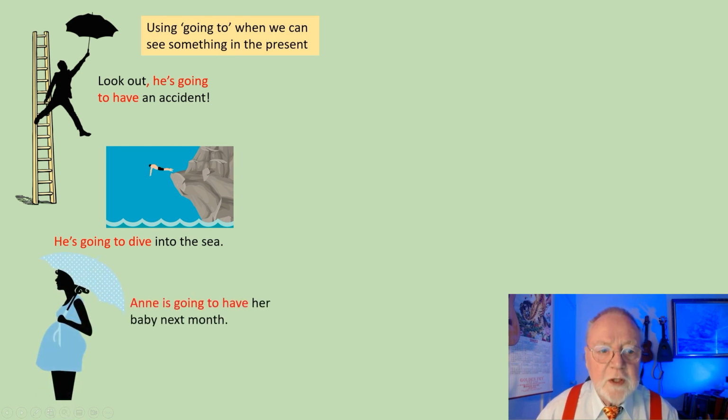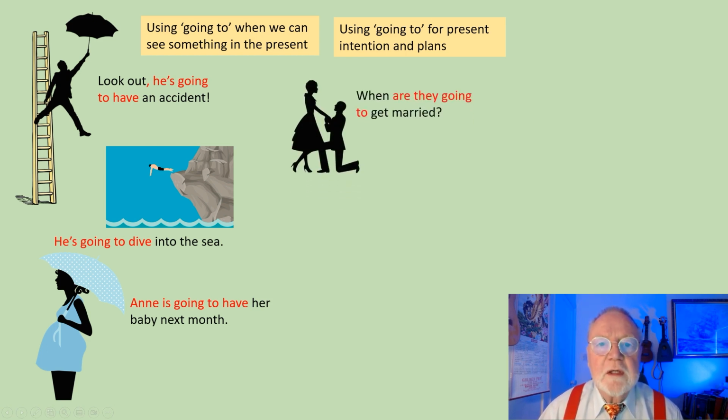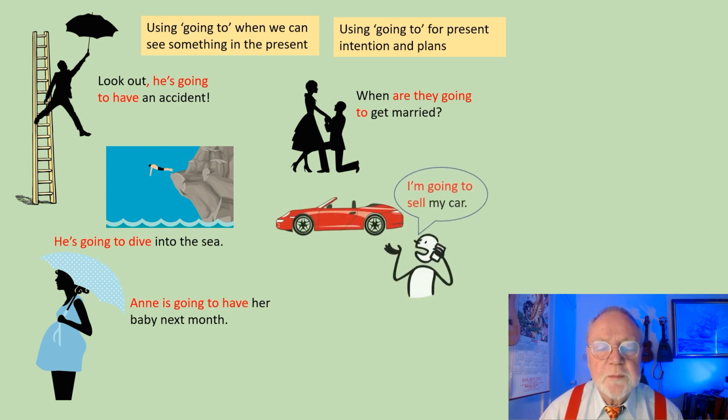And here's a very good example. Anne is going to have her baby next month. We can see the situation and we know what is going to happen next month. Going to is also used for a present idea with a plan in the future. When are they going to get married? In other words, what I'm really asking is, when are they planning to get married? And that's in the future, so we use going to.